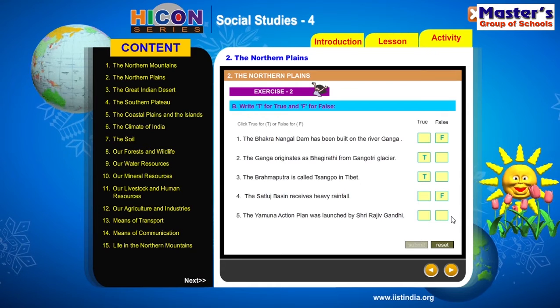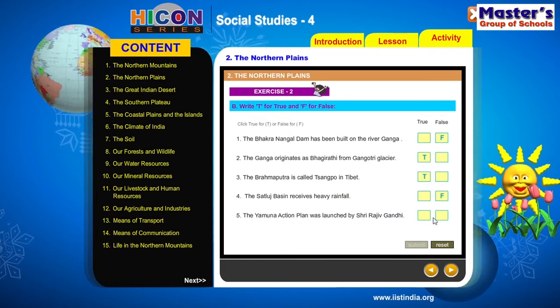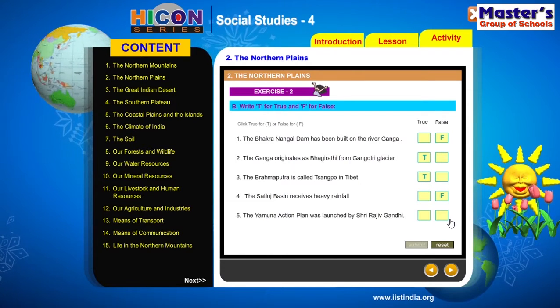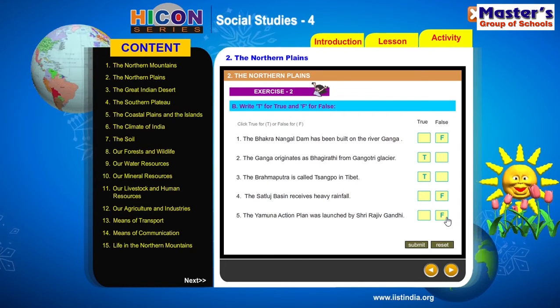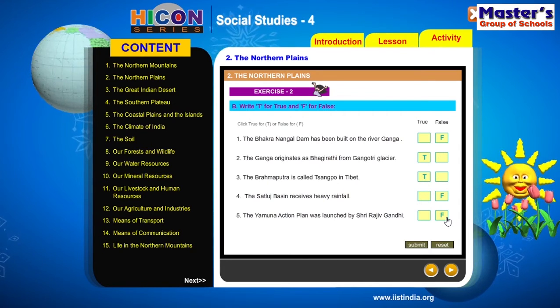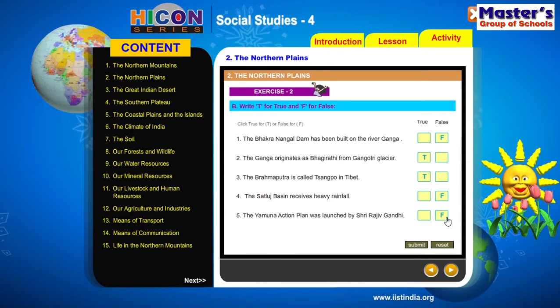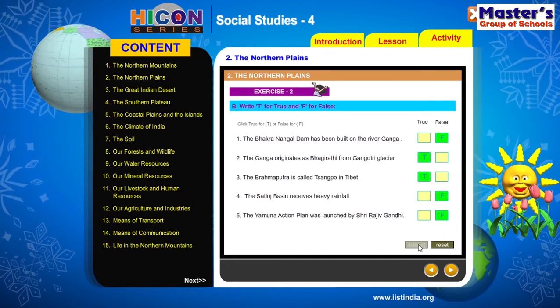Yes. The Yamuna Action Plan was launched by Sri Rajiv Gandhi. The Ganga Action Plan was launched by Sri Rajiv Gandhi, isn't it? After that, the government of India started with another plan for the Yamuna River, and that is known as the Yamuna Action Plan, isn't it? Yes.